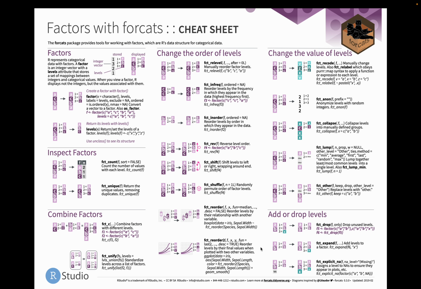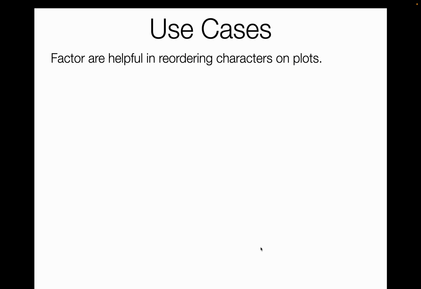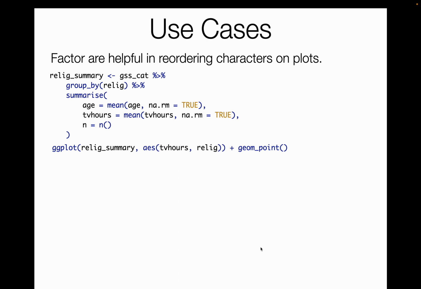Okay, here's a cheat sheet. As always, they might be helpful. They're pretty helpful for factors to see what's going on and what each of those functions does. Okay, and so here are the use cases. For instance, I have some data from the General Social Survey, the gss_cat data. You can see that I'm working with it, and I'm doing something with religious summaries there.